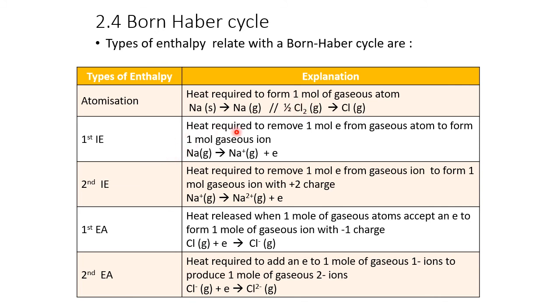IE is the heat required to remove 1 mole of electron from gas atom to form gas ion. Must be 1 mole. Okay, if second IE, meaning that you have to remove 1 mole of electron from the gas ion, if you still remember, it's positive ion, to form 1 mole gas ion with positive 2 charge. First EA, heat released when 1 mole of gas atom accepts an electron to form 1 mole of gas ion with negative 1 charge. If second EA, it means you have to add another electron to 1 mole of gas ion, and then it becomes negative 2 gas ion.